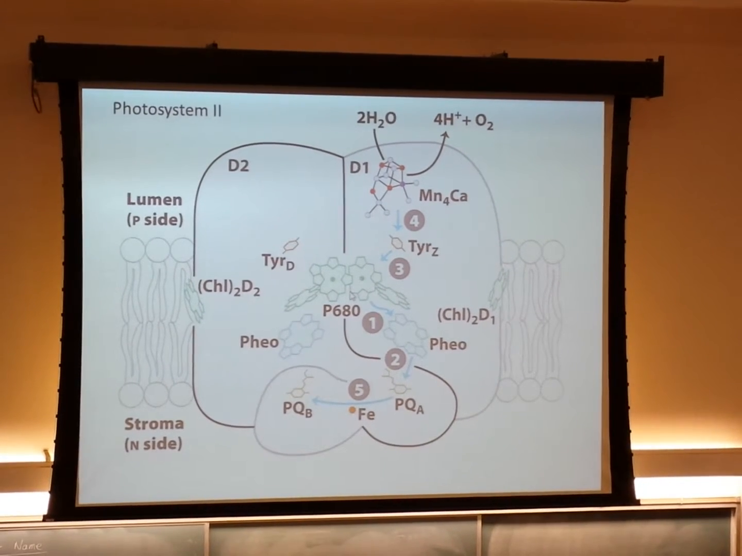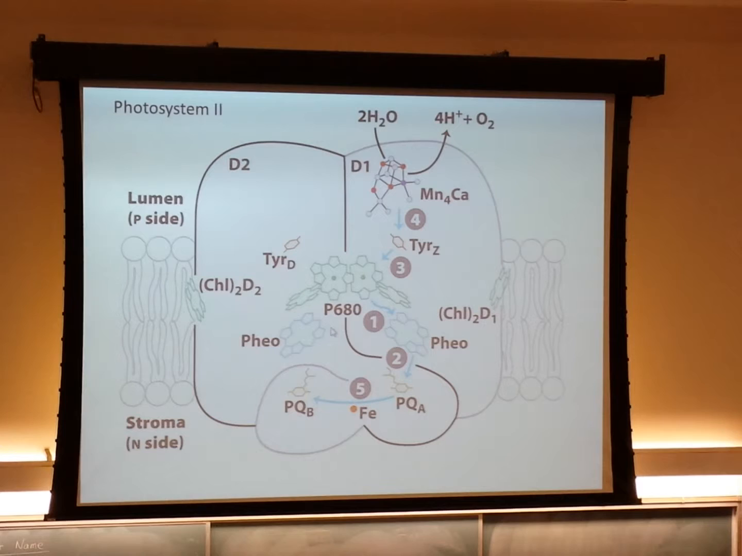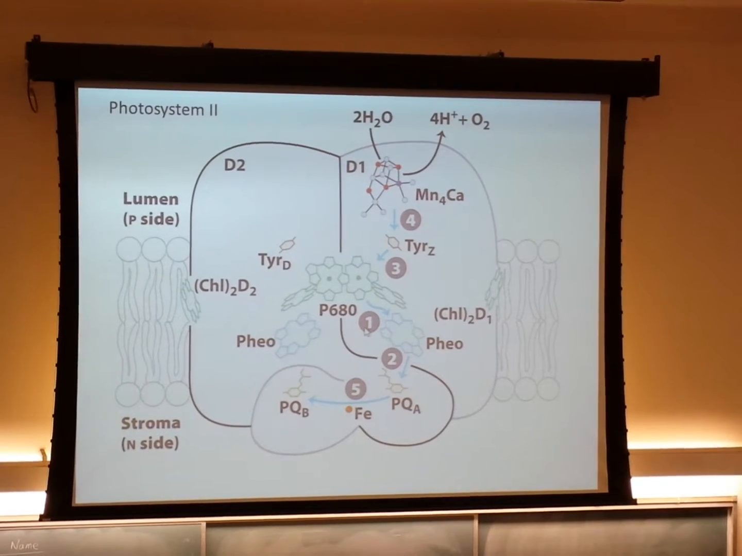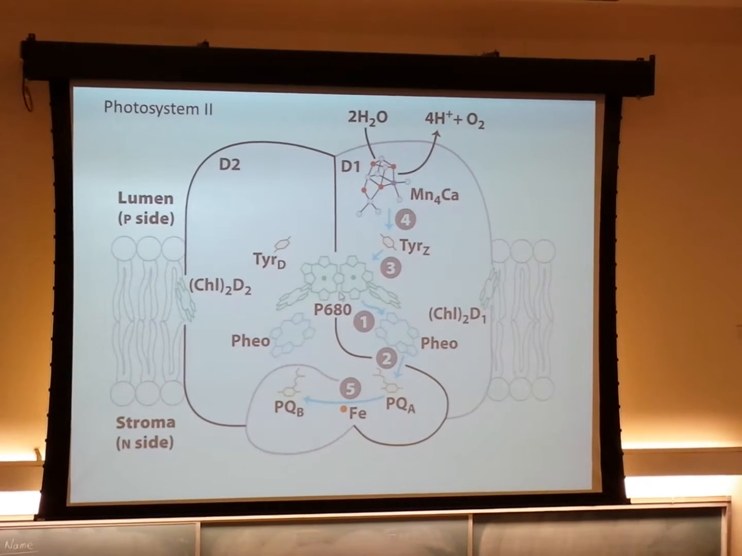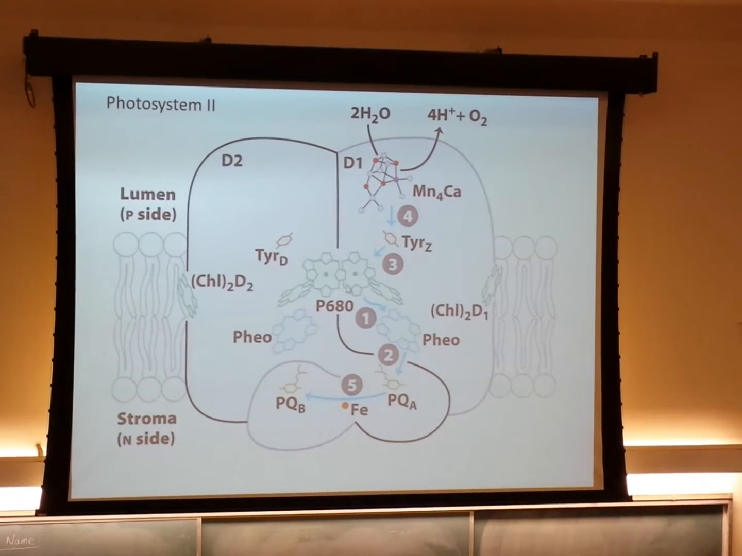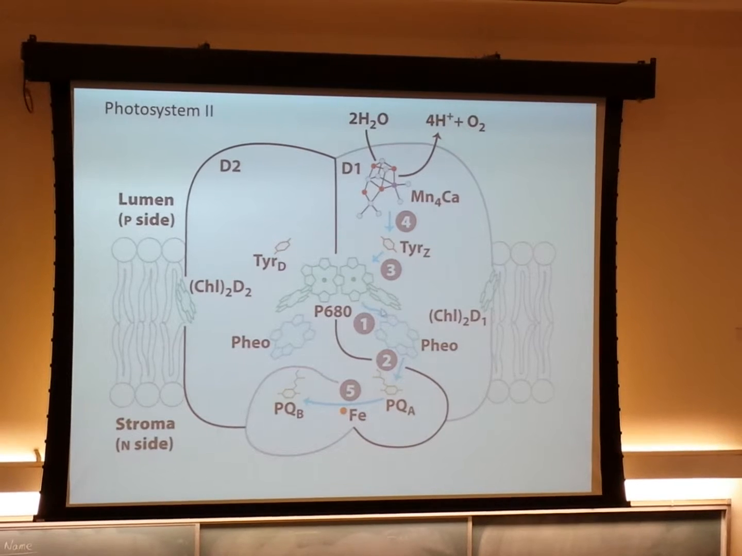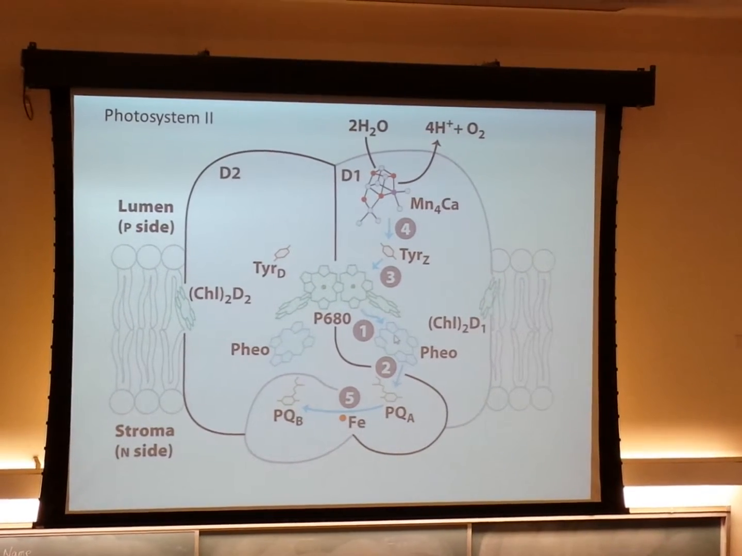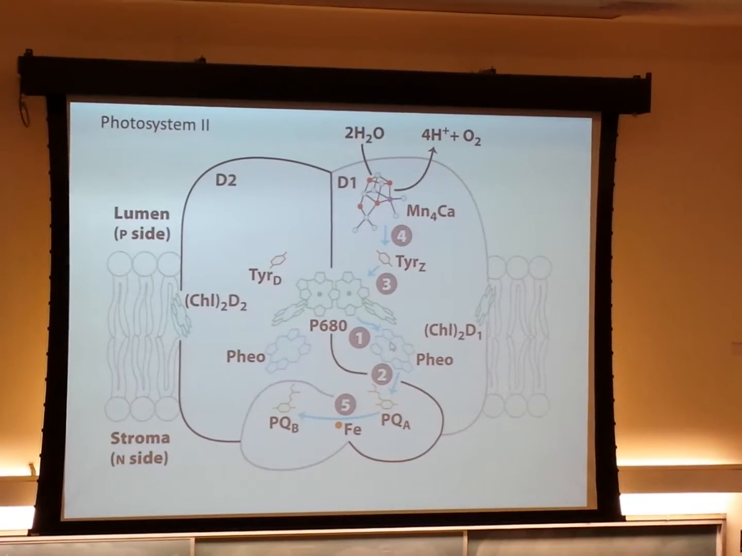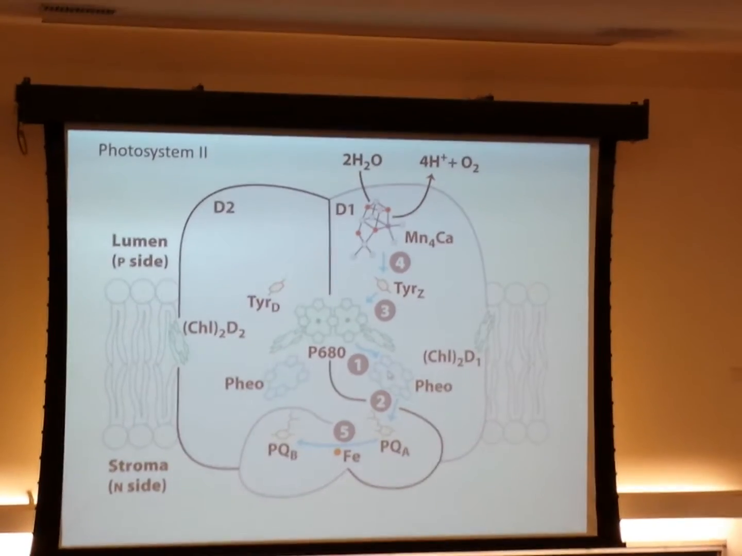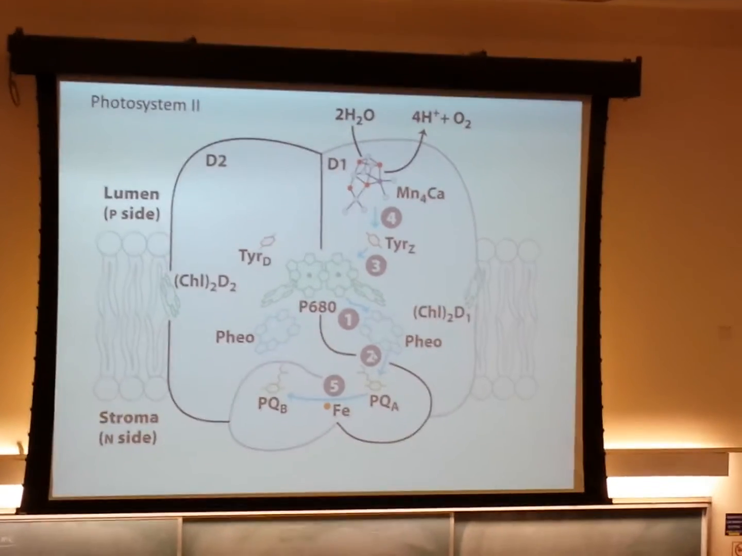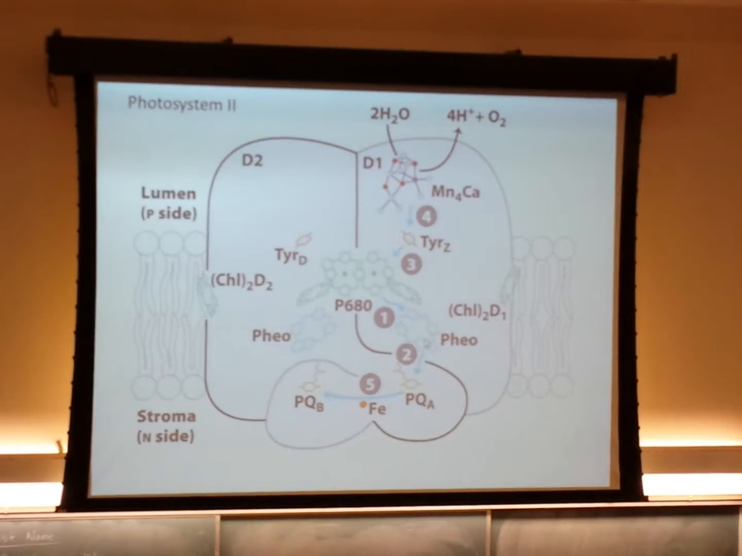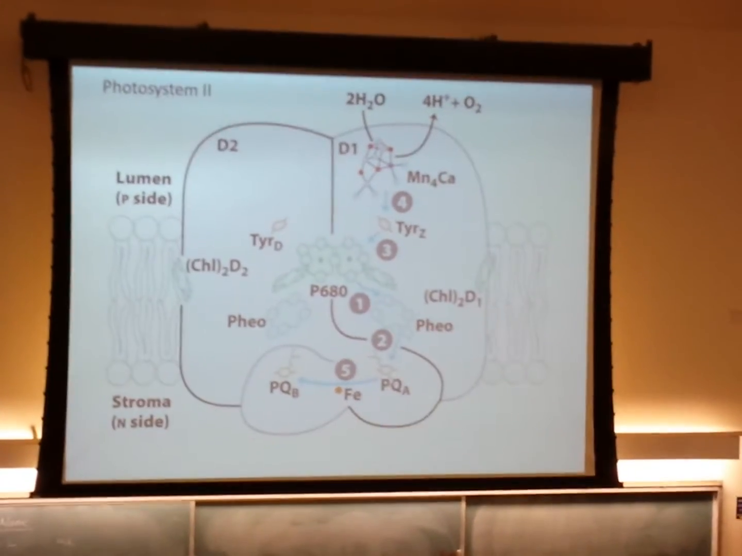This thing acts as one, and in this diagram, I took a lot of research, but item 1 here indicates that the first thing when a photon or exciton hits this is an electron is moving over here to pheophytin, which is a chlorophyll without a magnesium. Then, step 2, in a microsecond or less, an electron is being passed to PQ.